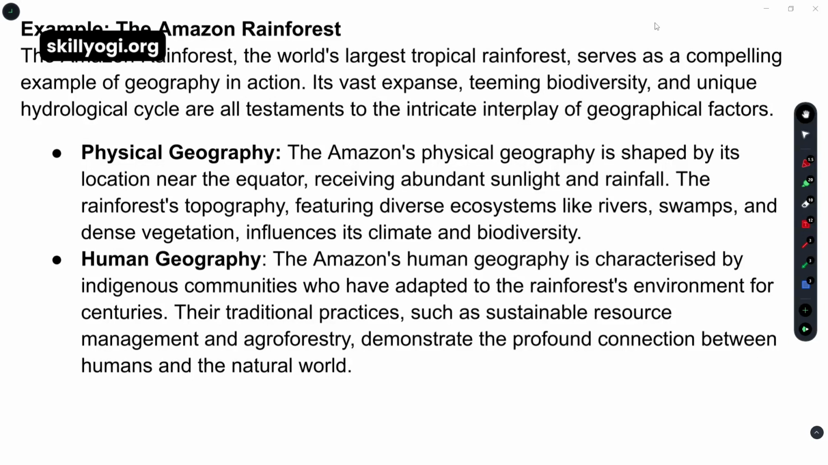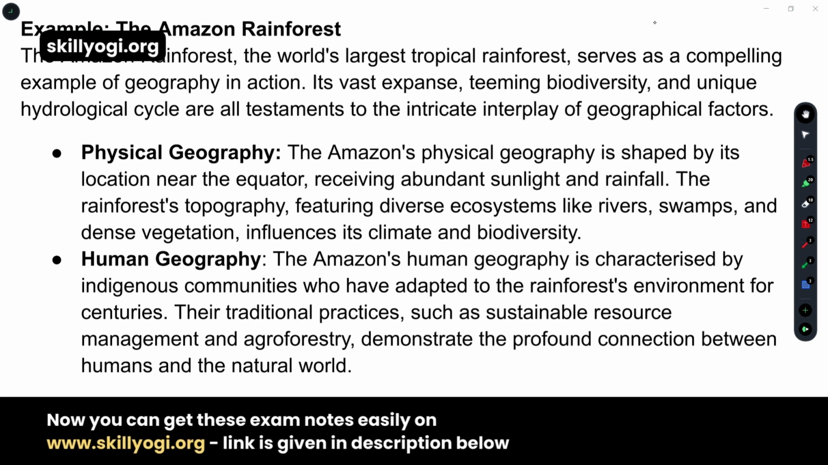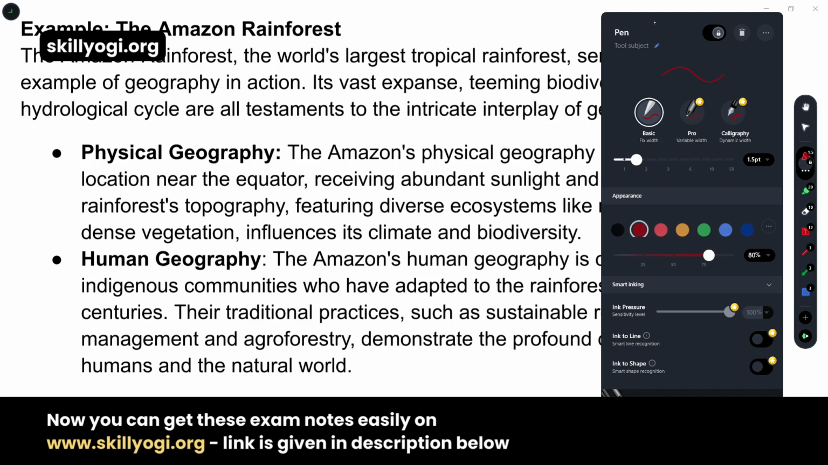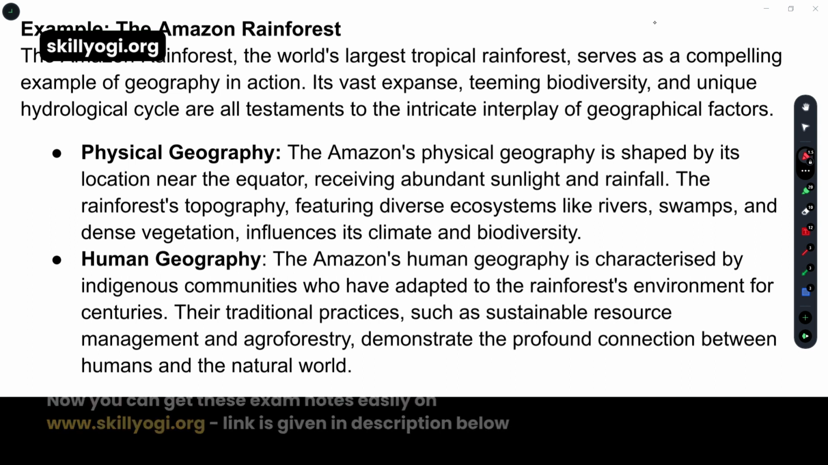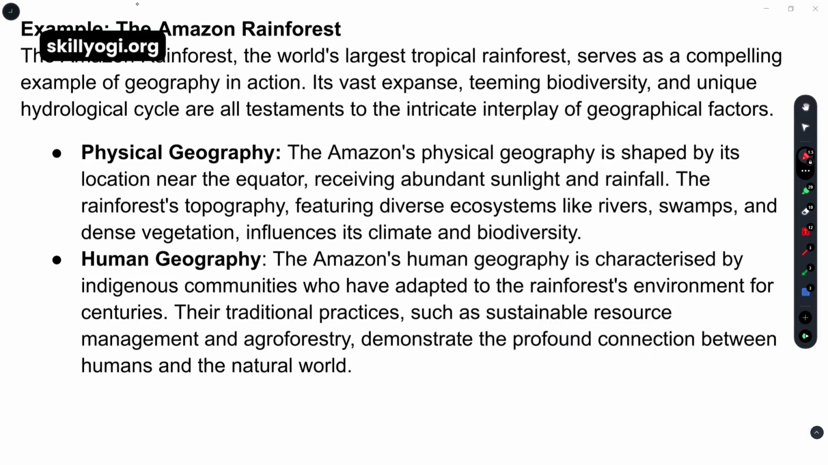So students, in our last class we have learned about Alfred Hettner and his concept about geography, how he defines geography, everything we have learned. From this part, the same concept is also coming, and there is also given an example about the Amazon rainforest, which is directly related to Alfred Hettner's concept about geography, and also the new concept which we are going to know about physical geography and human geography. So one by one we are going to cover this part.